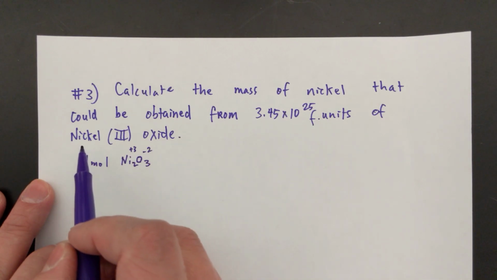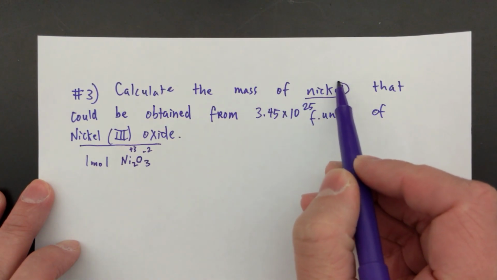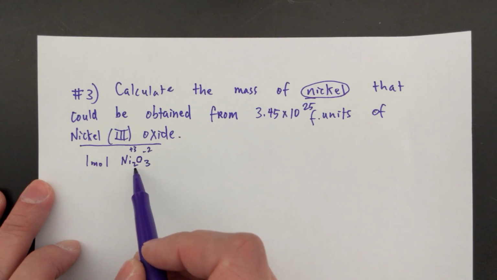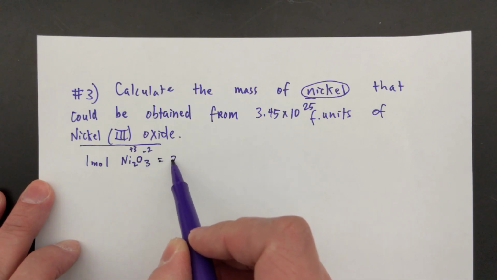And that's going to get us through our nickel 3 oxide, and we're looking for the mass of nickel, so we need to figure out how is nickel related to the Ni2O3, and that comes from the subscript 2 here, showing that there are 2 nickel for every 1 Ni2O3.